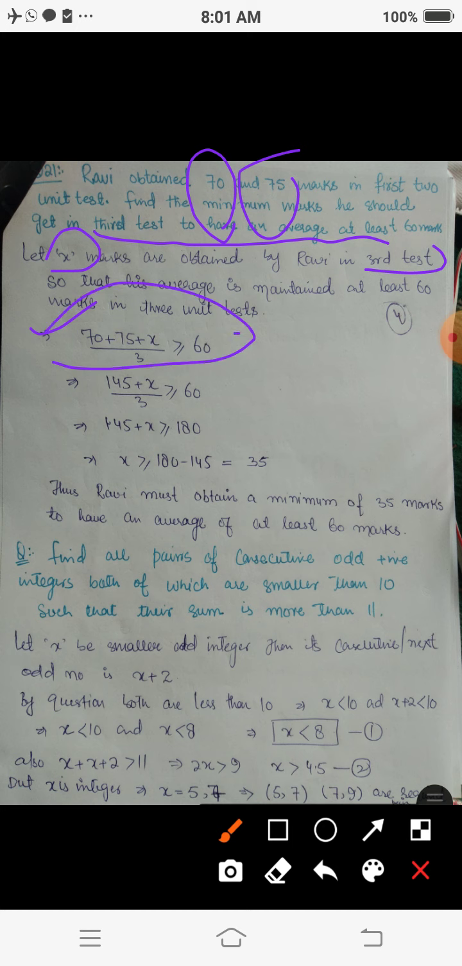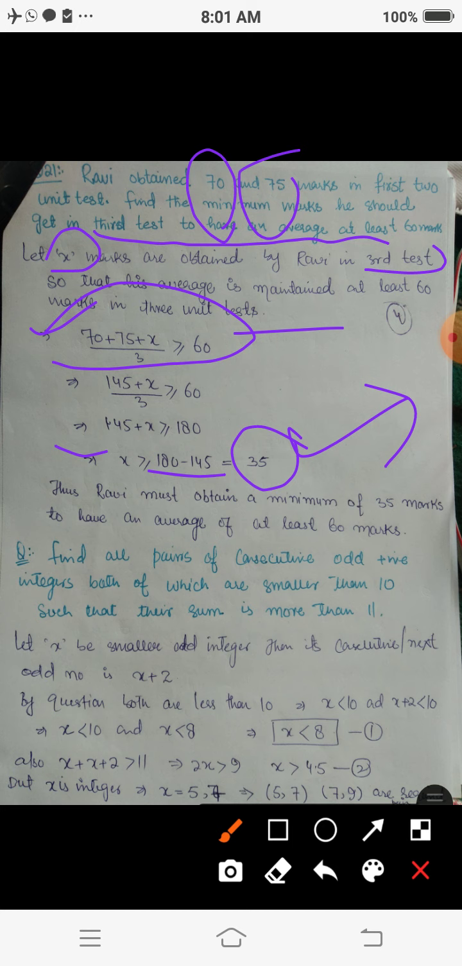So here we get an inequality. After solving, x is greater than or equal to 180 minus 145, that is 35. So this means that Ravi must obtain at least 35 marks in the third test, so that his average is greater than or equal to 60, means at least 60.